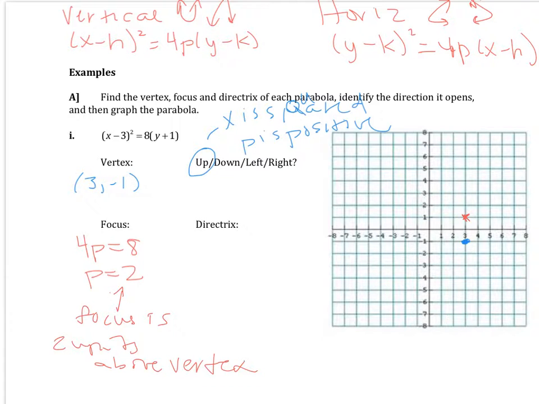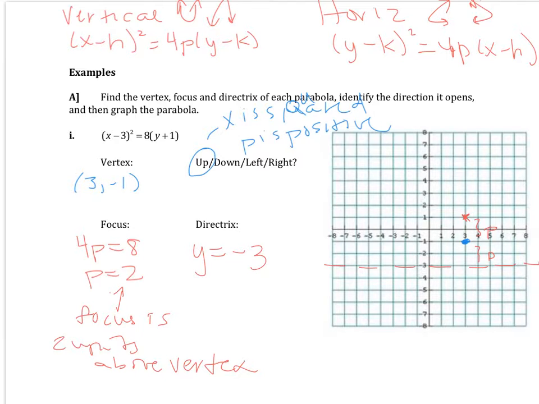And likewise, the directrix is p units in the other direction from the vertex. So this is p here, and then to get the directrix, we're just going to go 2 units in the other direction. So this is also p, and our directrix is the equation y = −3.